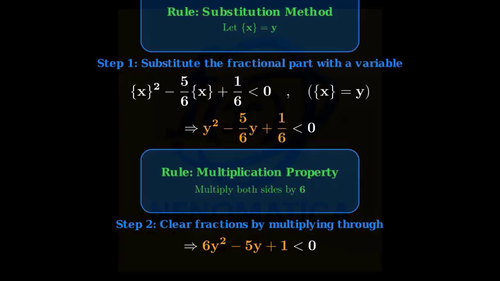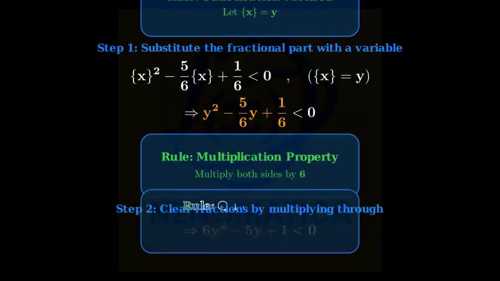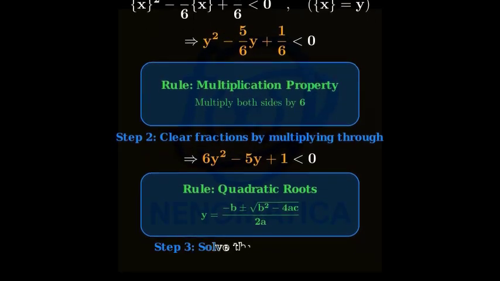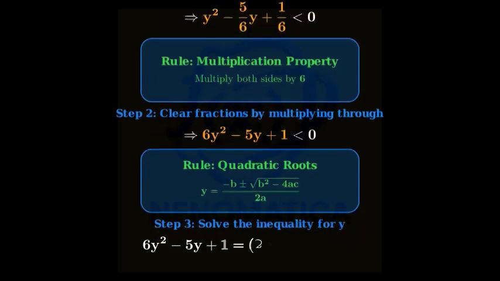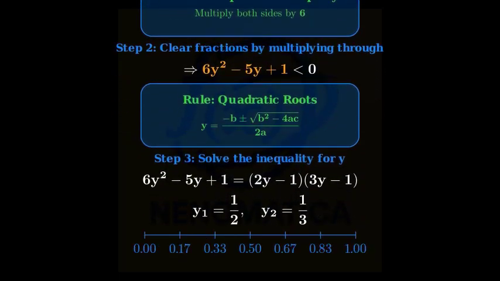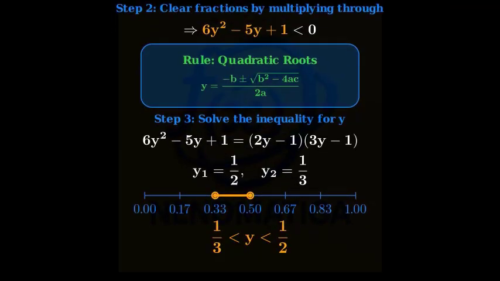Step 3. Solve the quadratic inequality. We can factor or use the quadratic formula to find the zeros. Show the step title. Factor the quadratic. Identify the roots 1/3 and 1/2. Since the parabola opens upward, the expression is negative between the roots, so y is between 1/3 and 1/2. We will also visualize this on a number line from 0 to 1.